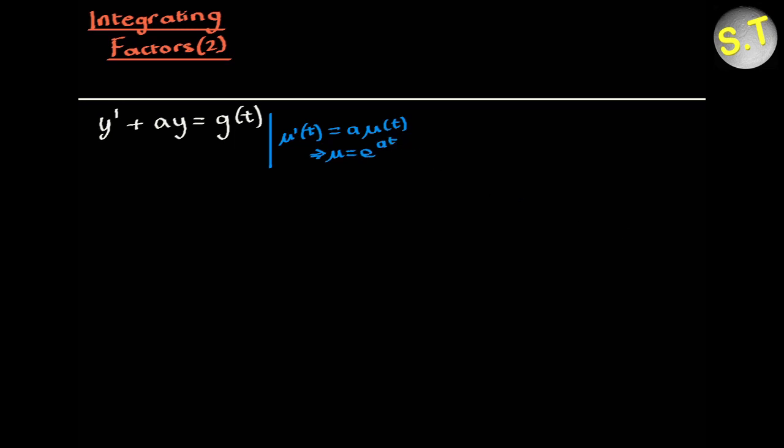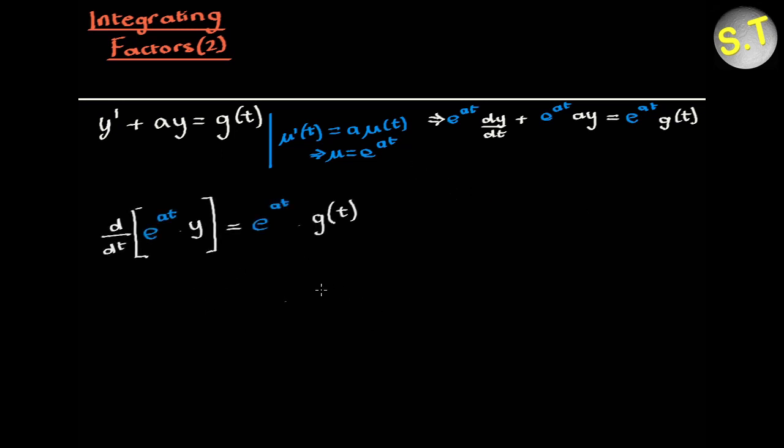Now don't worry if this doesn't make sense just now, because this comes from the product rule, and we'll see a little bit later as we're going through this example why this is true. So now that we have our integrating factor mu, we can multiply through by mu. Now I mentioned earlier that integrating factors come from the product rule, and you might be able to see that the left hand side of this equation here is the product rule of e to the at times y. So we can rewrite this as this equation right here.